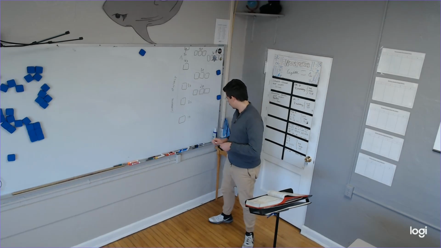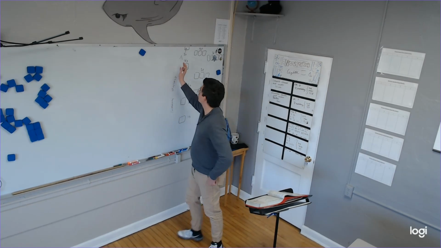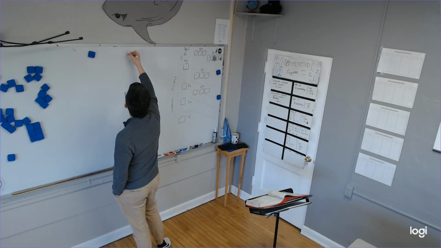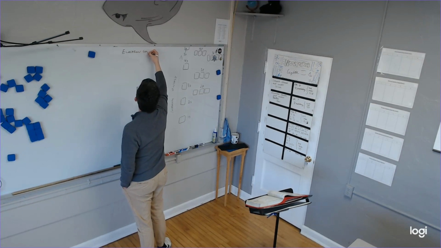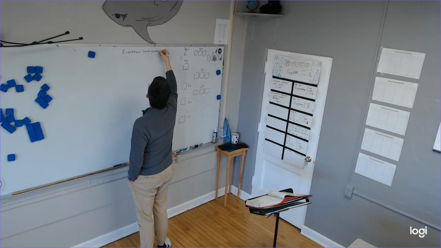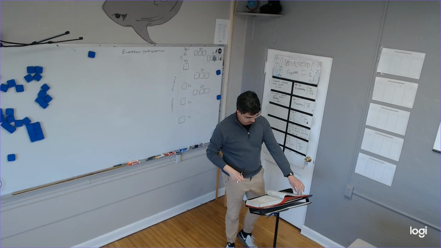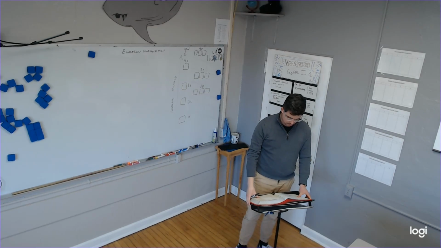All right, chemistry time. We're talking today about, I've already written up here part of it, we're going to label it, it's going to be mostly electron configuration, so we'll just call it that. We're going to talk a little bit about Heisenberg uncertainty principle also, which is not really included in electron configuration.